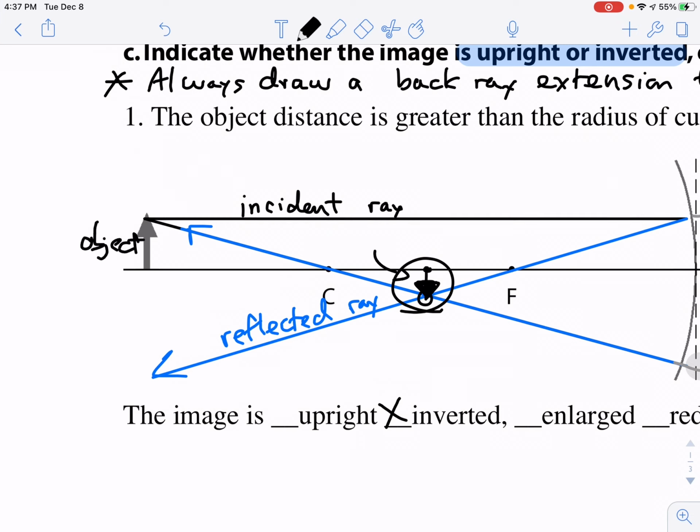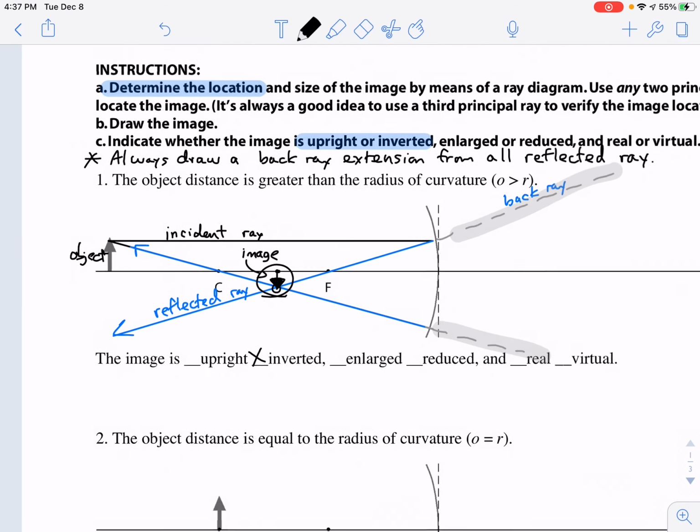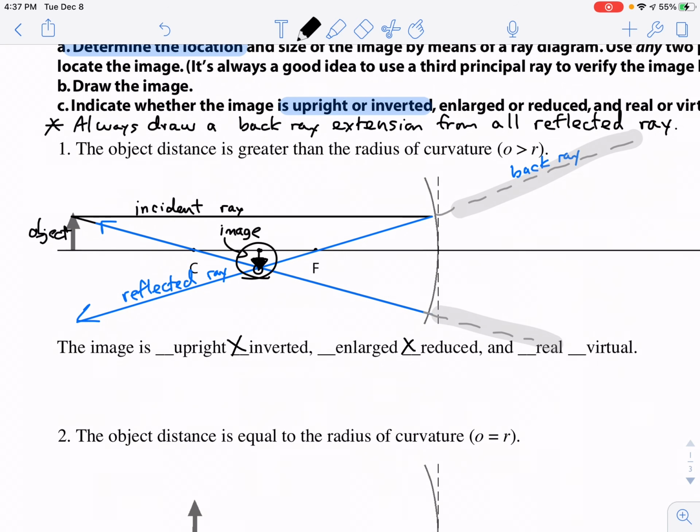This arrow represents the image produced from the mirror. And this object could be your face in front of the mirror. It could be anything. It doesn't matter. The point is, it's represented by an upright arrow. In this example, the image arrow is inverted and it's smaller. It's reduced. Since it occurs in front of a mirror, this is an example of a real image.